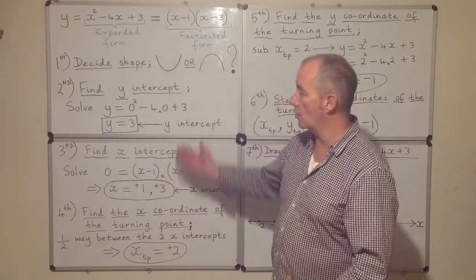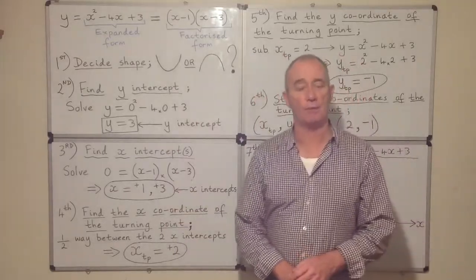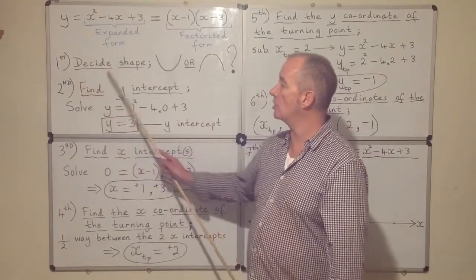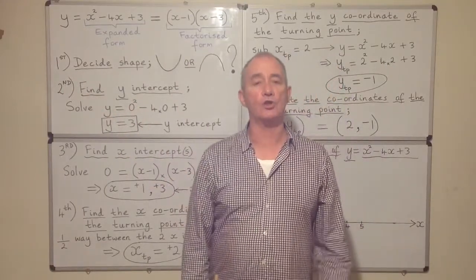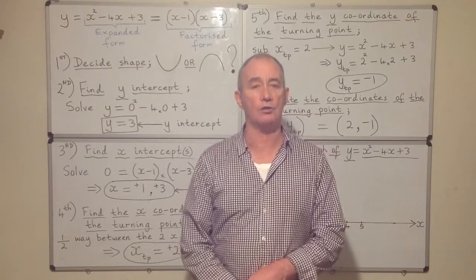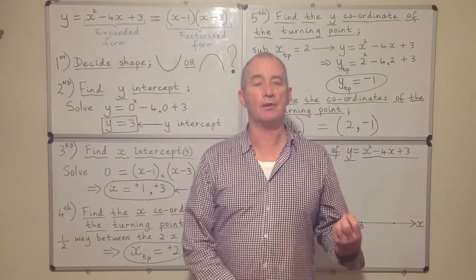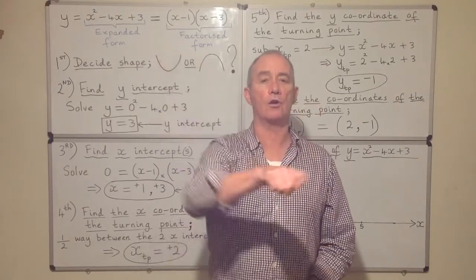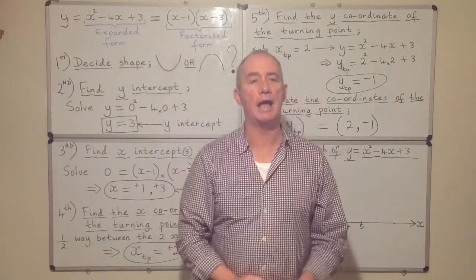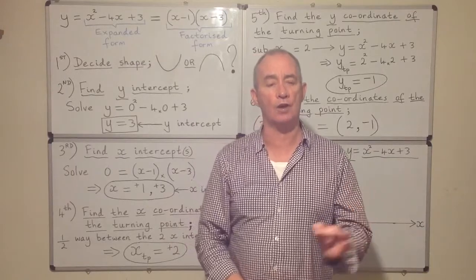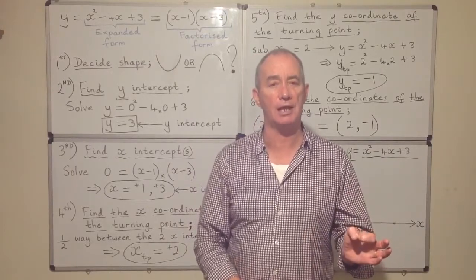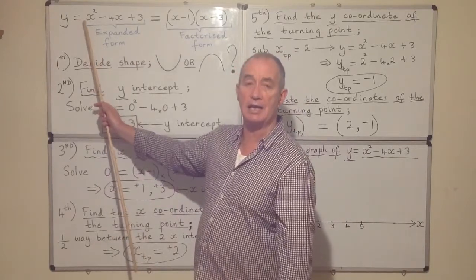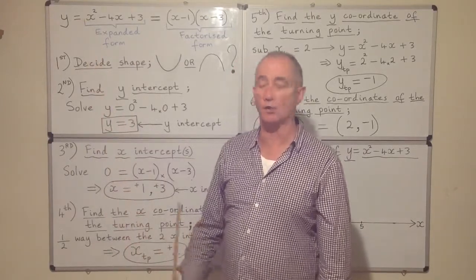Now, with what I've got on the board, I've actually made it a 7-step process. Let's start working through those steps. The first step is decide the shape. What general shape is this quadratic equation graph going to be? Well, remember, there are only 2 possible general shapes: an upright parabola curve or an inverted parabola curve. And to decide which of those 2 possible shapes we're going to end up getting, we look at the sign of the number directly in front of x squared in the expanded form of the quadratic equation.